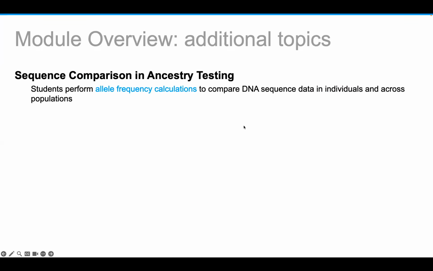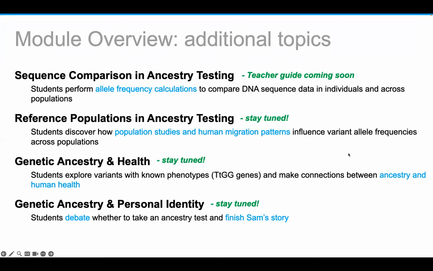So as I mentioned, this module was the sequence comparison and ancestry testing module. We have a teacher guide coming soon. It's not quite out yet. But in addition, there are 3 other modules that are being planned to explore some of these topics that we talked about, really diving into reference populations as well as implications of ancestry and human health, as well as ancestry and personal identity. So please stay tuned for those parts.